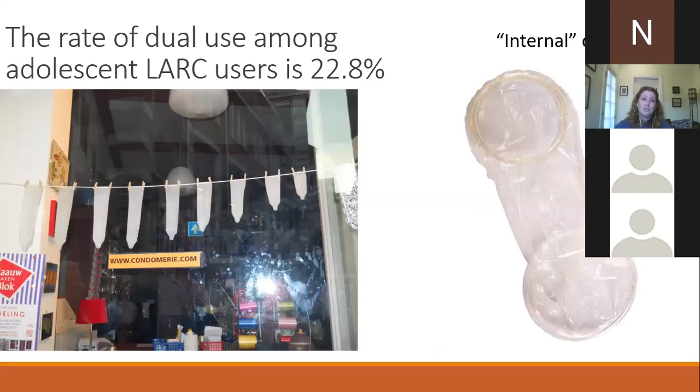One of the issues with the long-acting reversible methods, the IUDs and the implant, is that people do stop using condoms with them. But we need to think of other ways to help protect against sexually transmitted infection. It's not just adolescents who don't use them, who don't like them.